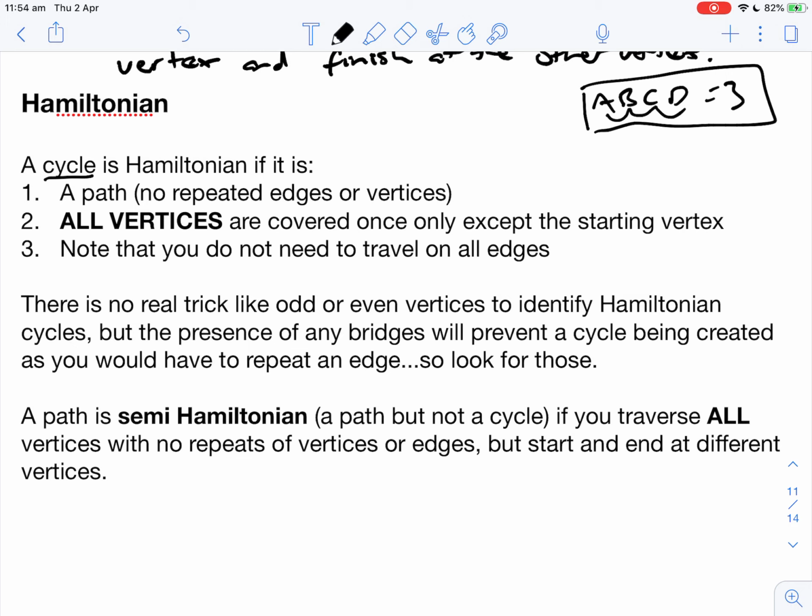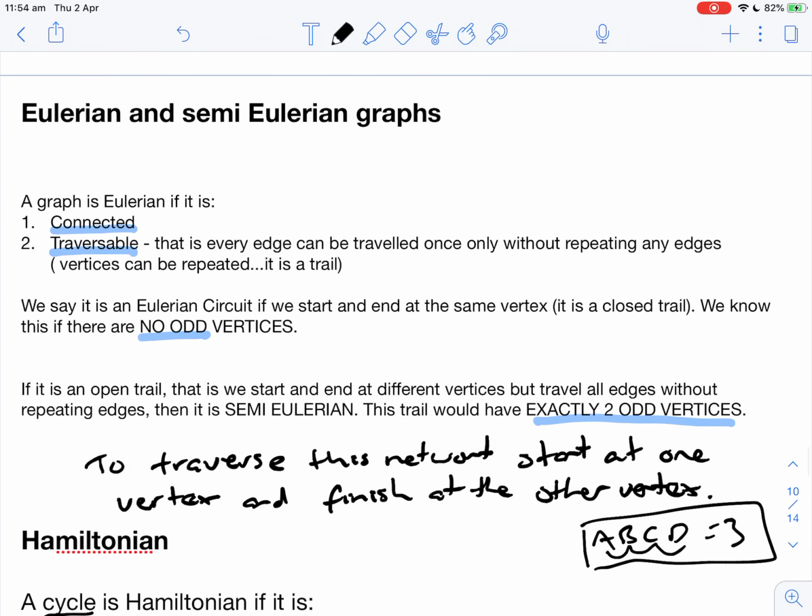It might be often tourist questions where you're going to a famous place and you want to visit all the tourist attractions. So each vertex would represent an attraction. I want to get to every vertex, but I don't need to travel on every road in the town to get there. The Eulerian concept, again, we need to connect these concepts with where we're going to see them in questions.